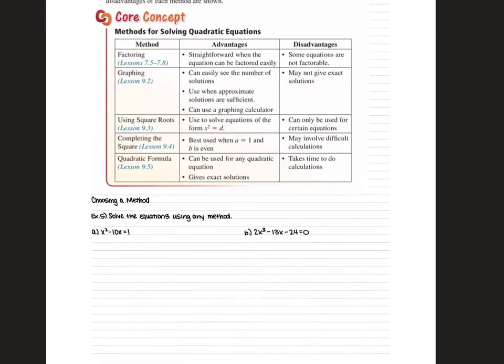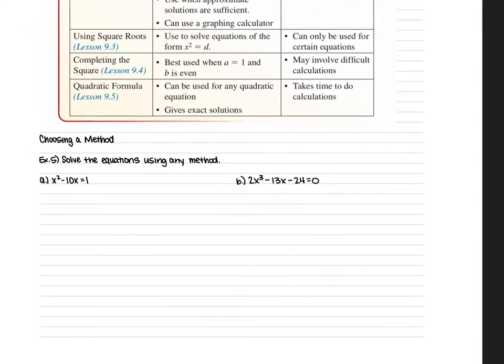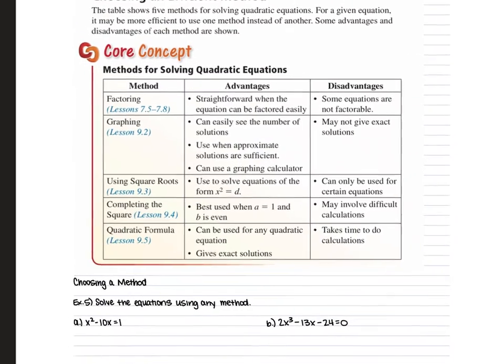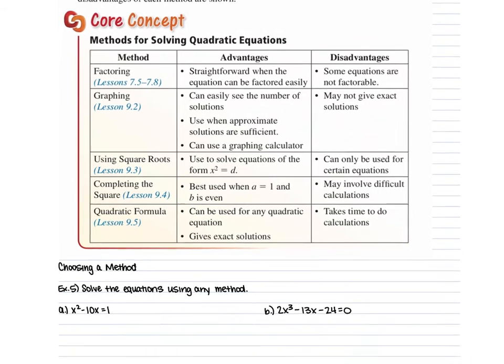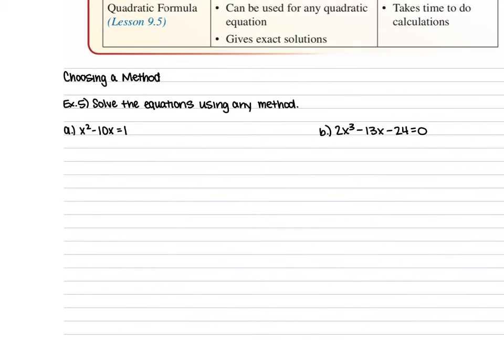For the next part of our lesson, we're just using any method in order to solve these. So remember, we can solve by factoring, we can solve by graphing, we can solve by using square roots, we can solve by completing the square, and we can solve using the quadratic formula. With example 5a, we're given x squared minus 10x is equal to 1.